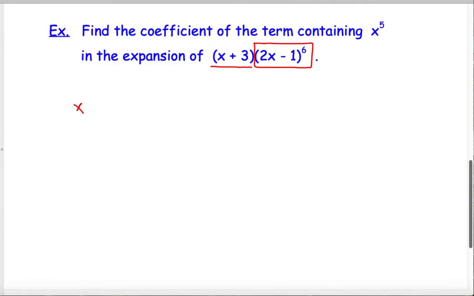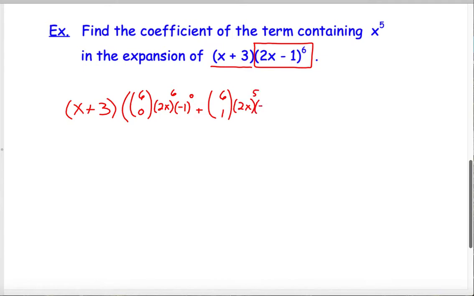So think about what that's going to look like. You can do a lot of work and just work out the whole thing, and then find the coefficient of x to the fifth. Or, all right, I'm going to have 6 choose 0, 2x to the sixth power, negative 1 to the 0 power. And then I'm going to have 6 choose 1, 2x to the fifth, negative 1 to the first. Then I'm going to have 6 choose 2, 2x to the fourth, negative 1 squared. Then I'm going to have a bunch of other stuff.